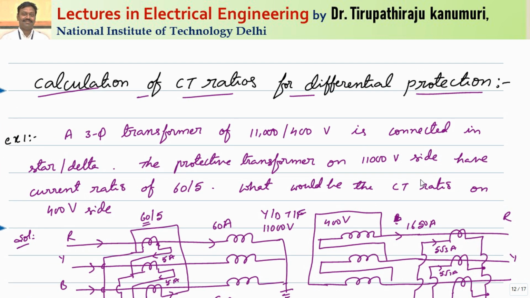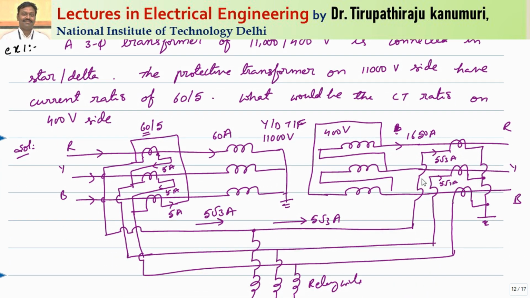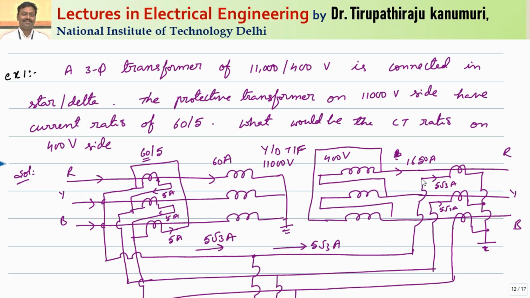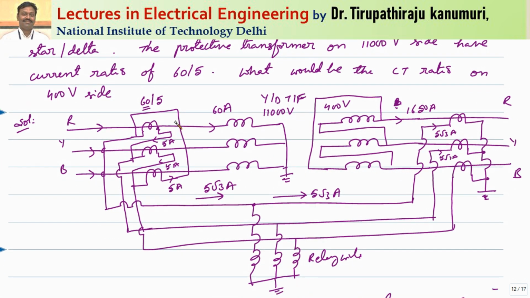In the last class we saw the calculation of CT ratios for differential protection. There I derived, with proofs, how to calculate the CT ratios. Today I am going to tell you the shortcut, and then we will proceed further. For the shortcut, always take the voltage ratio of the transformer, which can be connected in star-delta.